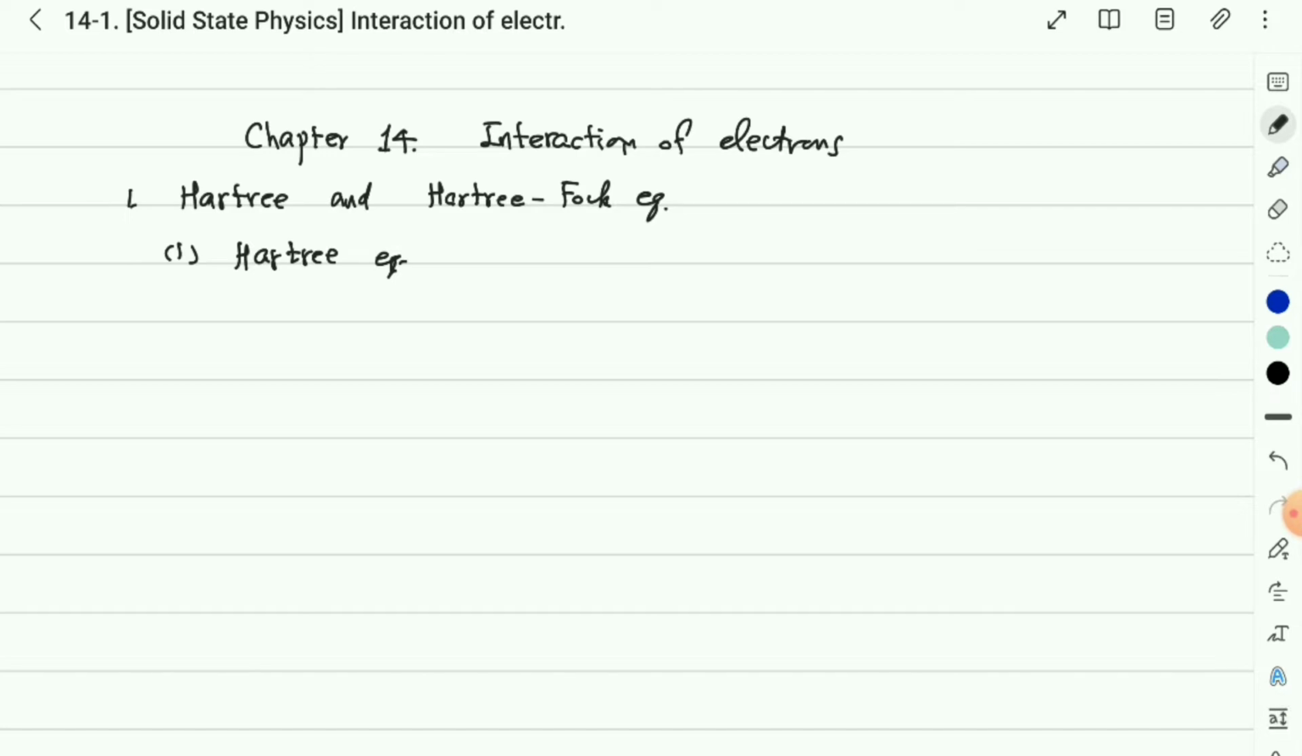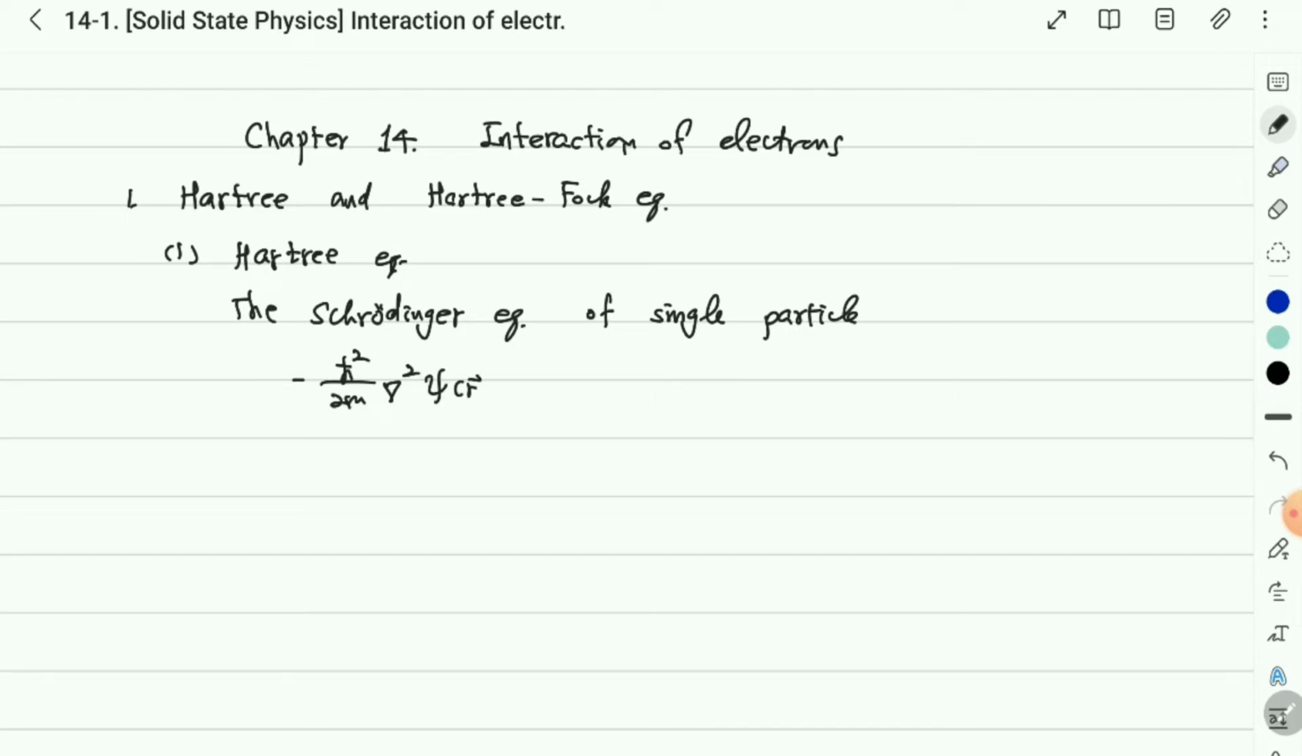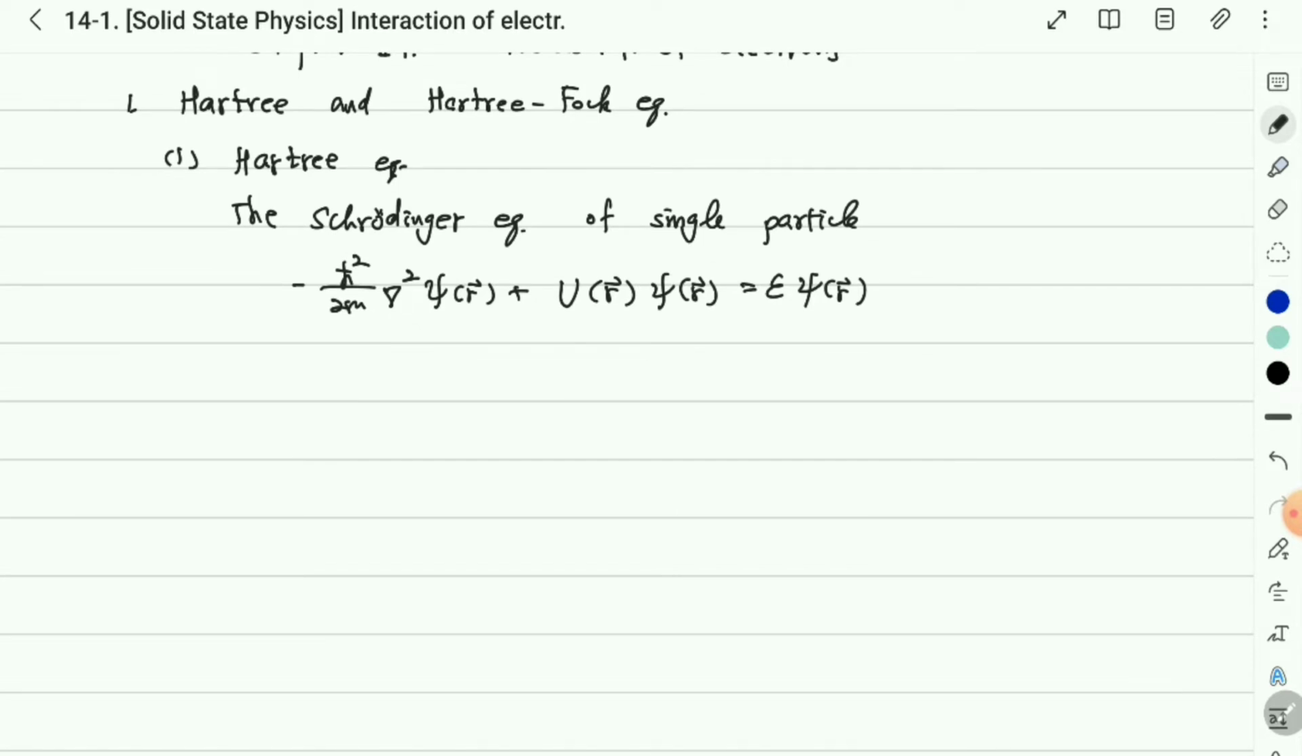And we already know that the single-particle Schrödinger equation of one electron is minus h bar squared over 2m Laplacian psi plus U, the Coulomb potential. It is a potential, basically the Coulomb potential. It equals the energy eigenvalue times psi of r. It is the Schrödinger equation. But in a solid, there are N electrons, and therefore it is an N particle problem.